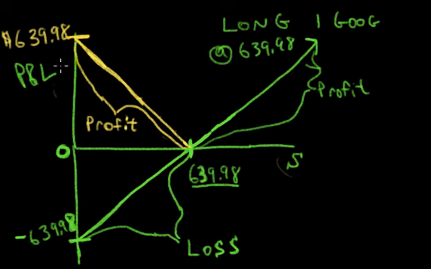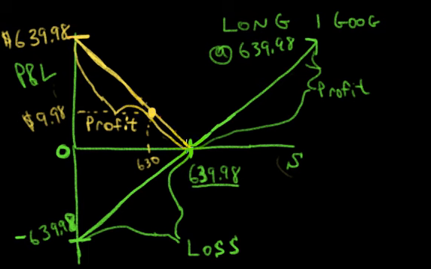If Google goes bankrupt and you sell Google at $639.98, you're going to make $639.98. If Google goes down to $630, over here, if it goes down to 630, then you would go up here and you would map it over here, and you would make $9.98. That's what you would make over here on this line, on this yellow line, right?